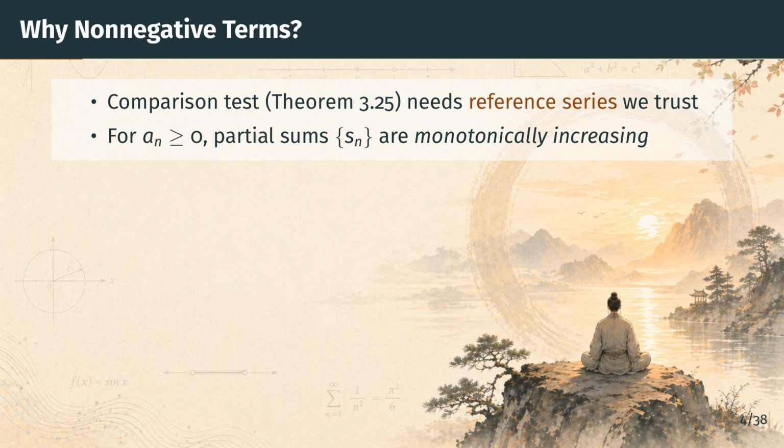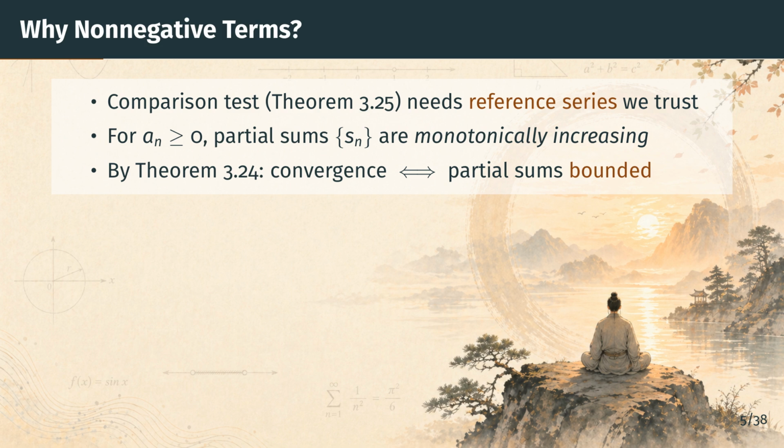Non-negative terms have one big technical advantage. If every term is at least 0, then each new partial sum is at least as large as the previous one, so the sequence of partial sums is monotonically increasing. Monotone sequences are much easier to handle than general sequences. They converge if and only if they are bounded above.